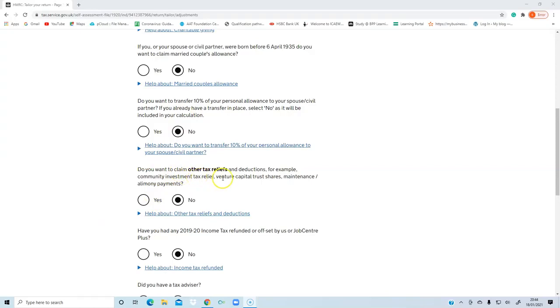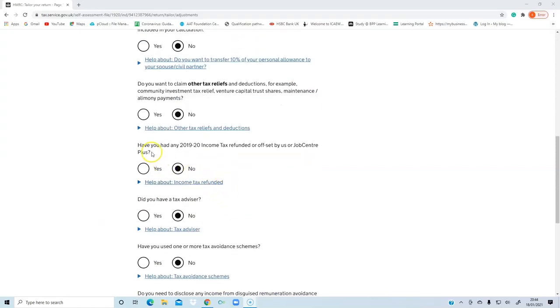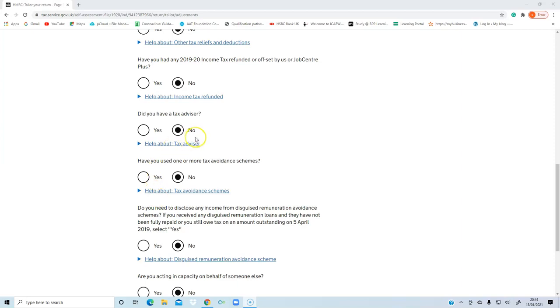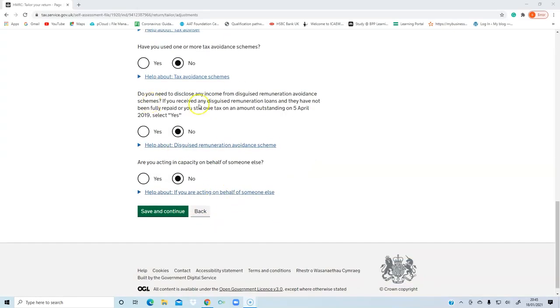Do you want to claim other tax relief? For me, the answer is no. Have you had any 2019-20 income tax refund? No. Do you have a tax advisor? No, we are doing it ourselves. Have you used one or more tax avoidance schemes? No. Do you need to disclose any income? No. Are you acting in a capacity on behalf of someone? No.